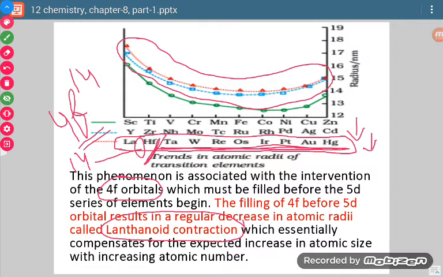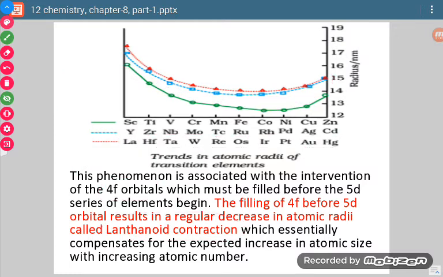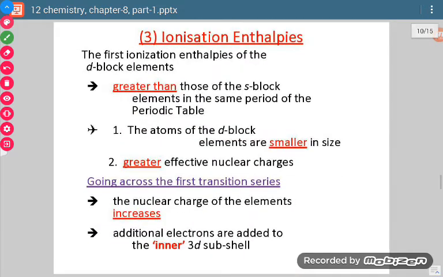So what will be the effect? The effect of the nucleus on all these elements will be more. Because of the greater effect, their size will decrease. Ultimately, the sizes of all these elements become almost the same as the sizes of the 4d series elements. So this phenomenon is called lanthanoid contraction. We are going to discuss this separately ahead.